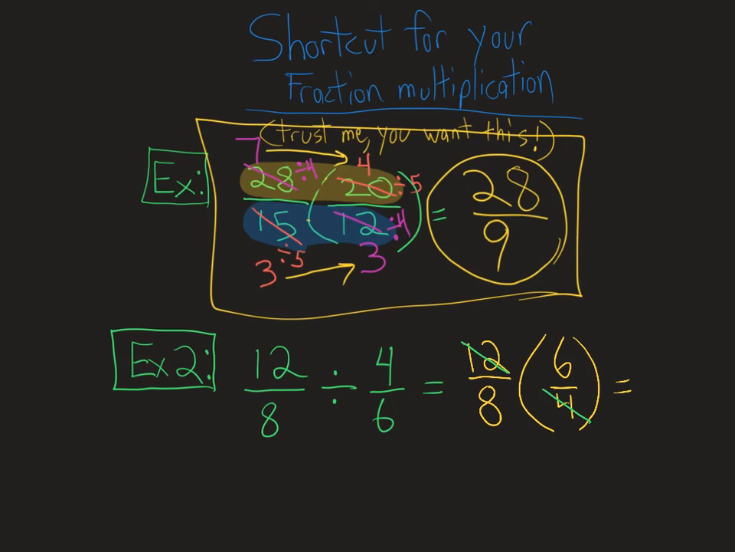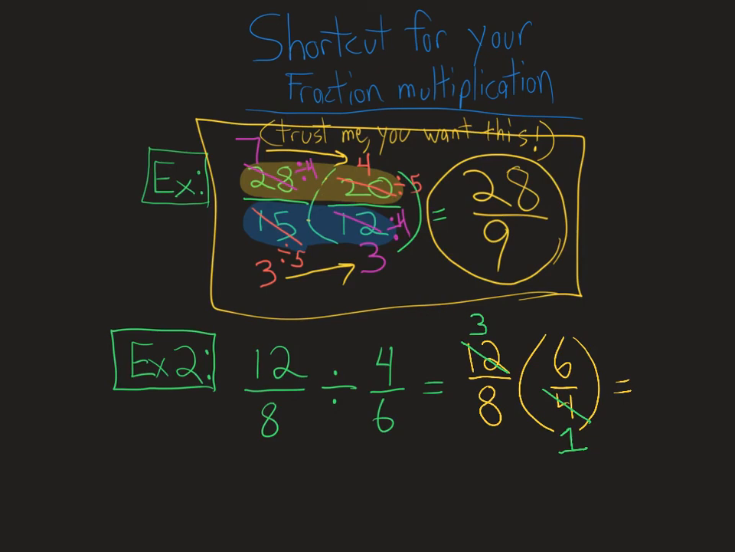12 divided by 3 is 4. Or excuse me, I'll divide a 4 out of each of these guys. 12 divided by 4 is 3. 4 divided by 4 is 1. So I just divided a common 4 out of those two numbers.